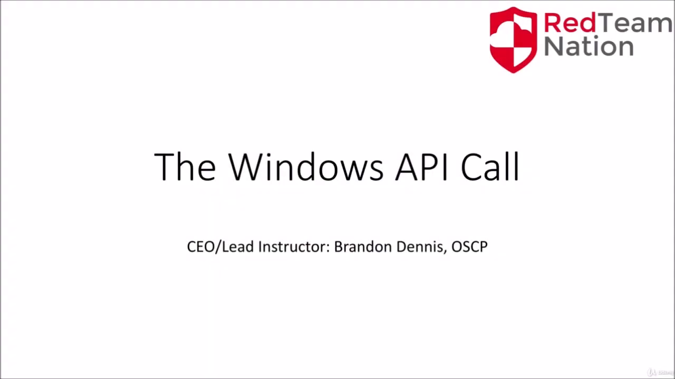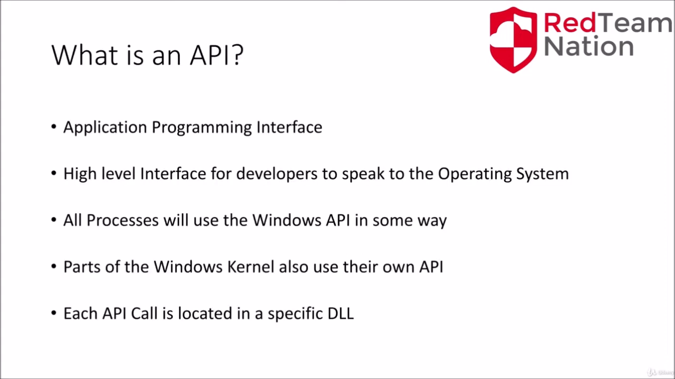Hey everybody, in this video we're going to be going over a little bit more details on the Windows API call itself and kind of how it plays into everything. So what is an API in general? An API is an application programming interface. Now this can be from everything from a web application to internal operating systems. So these are normally high-level interfaces for developers to speak to the operating system or to some background service if you're looking at it from a web API, right?